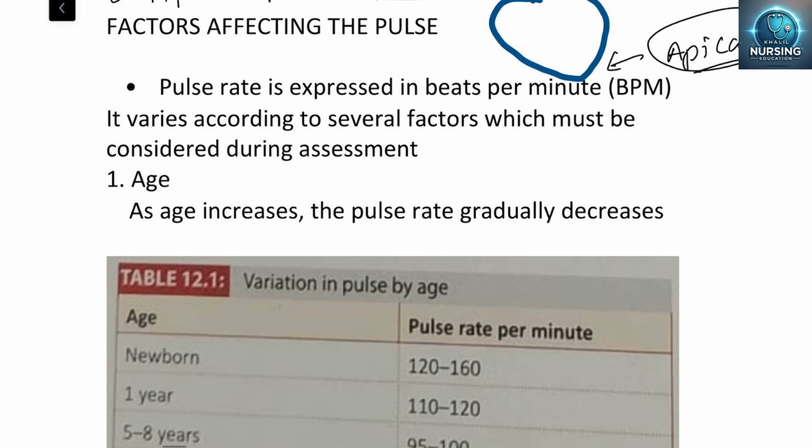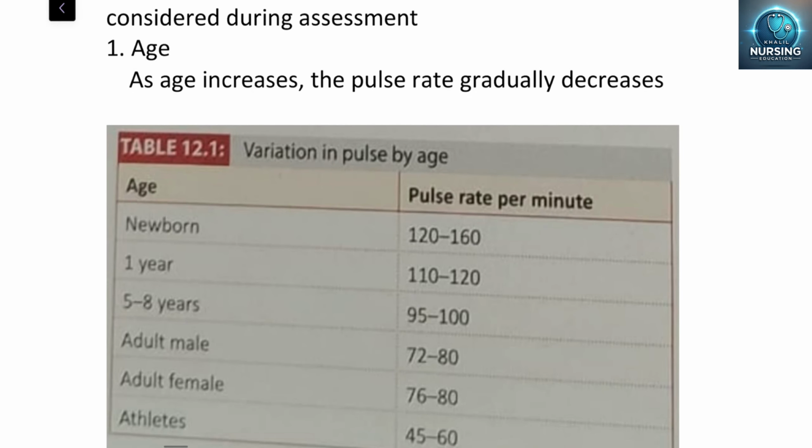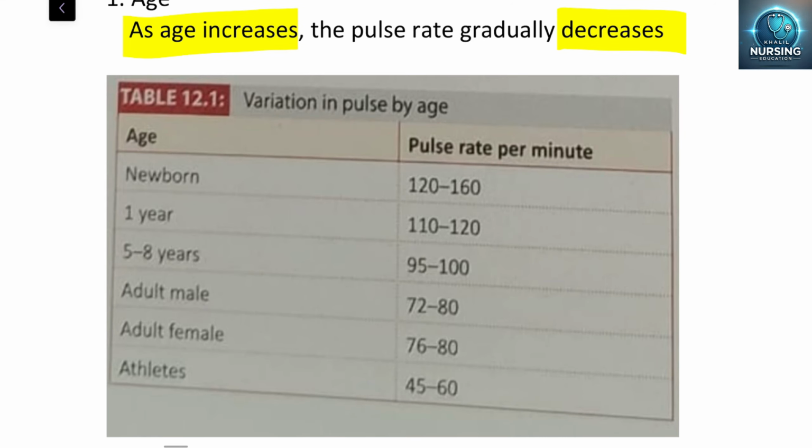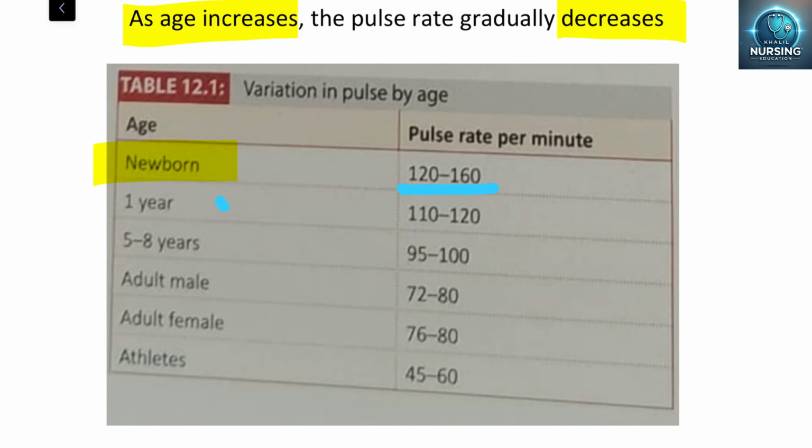Next, factors affecting the pulse. Pulse rate is expressed in beats per minute. Everybody knows it varies according to several factors. First one is age. As age increases, the pulse rate decreases. So for a newborn baby, when they are born, there is very importantly 120 to 160 beats per minute. In 1 year, 110 to 120 beats per minute. At 5 to 8 years, 95 to 100 beats per minute.